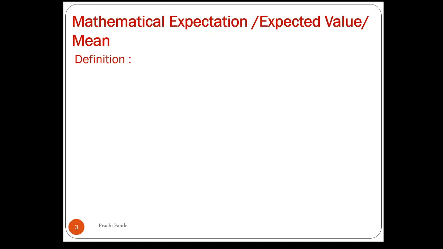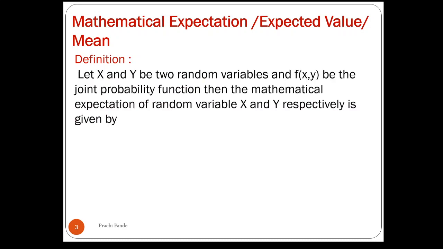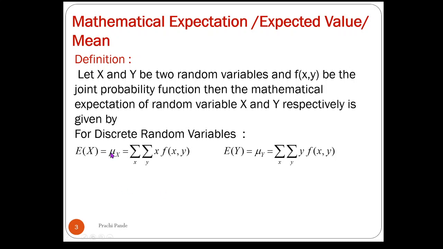First we will see the mathematical expectation, expected value or the mean for the two random variables. Suppose x and y be the two random variables and f of xy be the joint probability function. Then the mathematical expectation of the random variables x and y is given by expectation of x, which is denoted by mu x, and expectation of y, which is denoted by mu y.